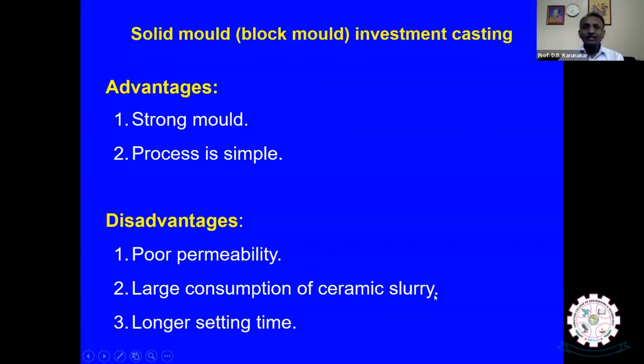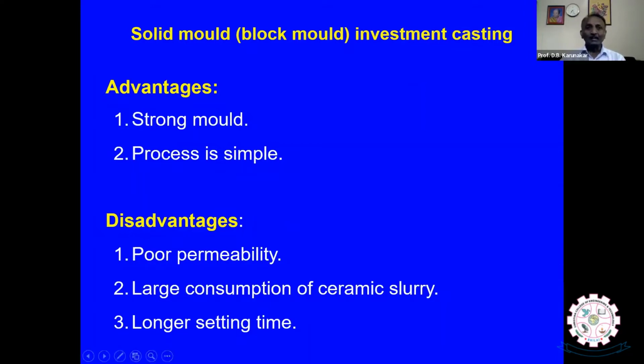Now, large consumption of ceramic slurry. You see, too much of ceramic slurry is to be used. So this ceramic slurry takes a lot of time for preparation, and after that, yes, you have to discard it. Now, another disadvantage is the longer setting time. It takes at least 5 to 6 hours. It all depends upon several factors. It depends upon the environment. Of course, if it is summer, it may set in 5-6 hours. But if it is the winter or rainy season, it will take even more time.